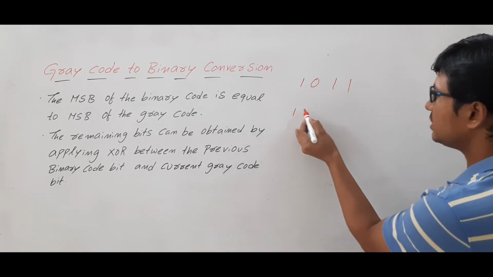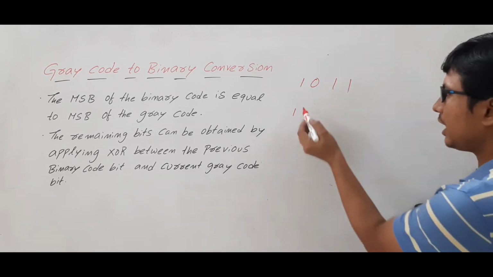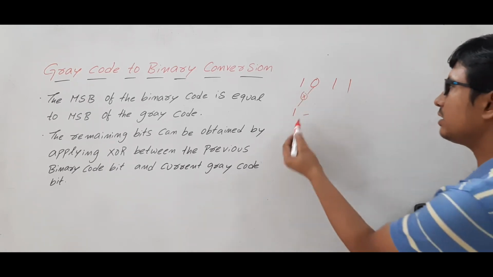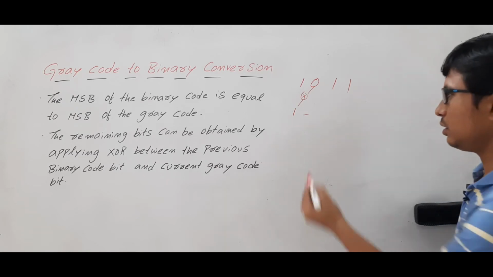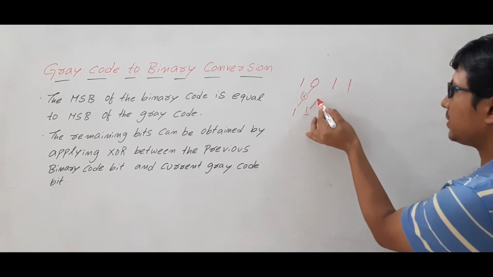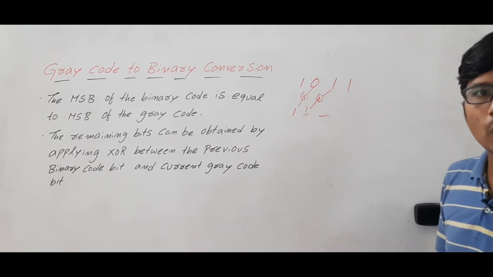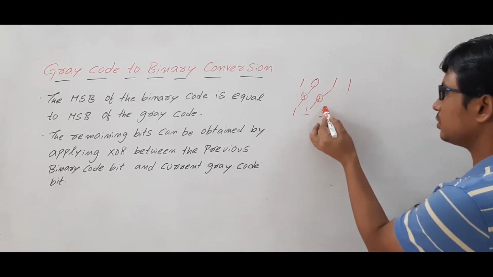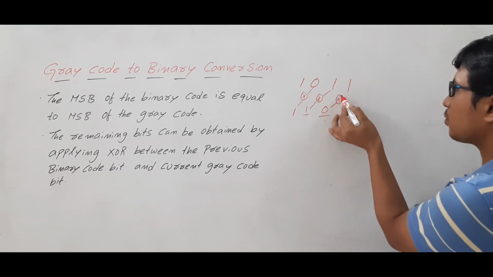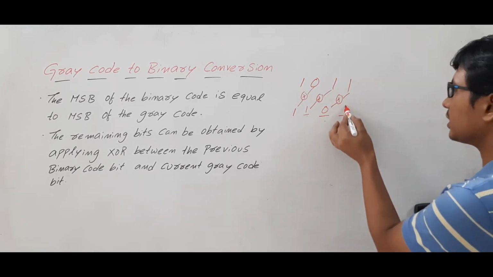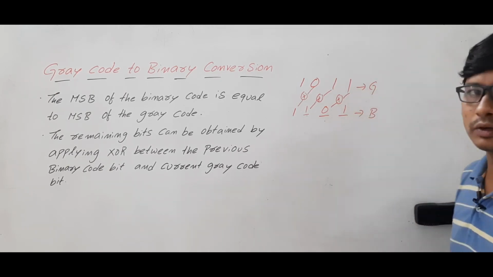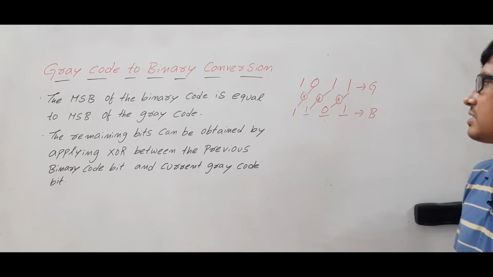So now if I want to get this bit, I need to apply the XOR between these two. 1 exclusive OR 0 is what? 1. Now if I want to get this bit, I need to apply the XOR between these two. 1 exclusive OR 1 is 0. Now if I want to get this bit, 0 exclusive OR 1 is equal to 1. So for this gray code, I got the equivalent binary code. Is it clear? Let me discuss another example.